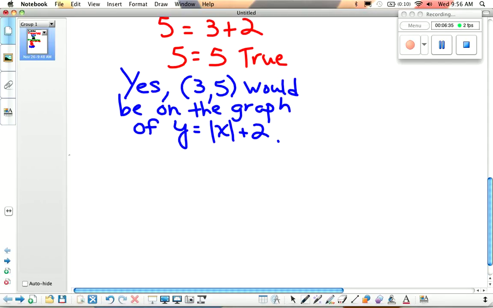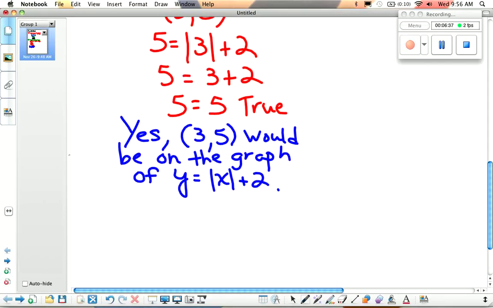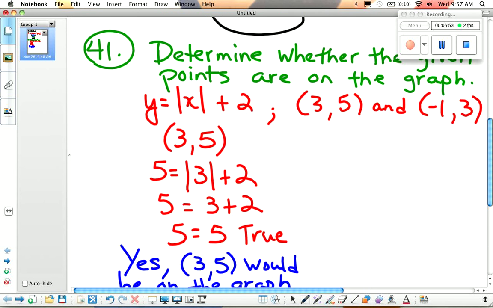So, finishing up answering, because when we substituted in, we ended up with a true statement. It checked out, satisfied it. So yes, ordered pair 3, 5 would be on the graph of y equals absolute value x plus 2. Okay, go check out the other one. See if the other one works.